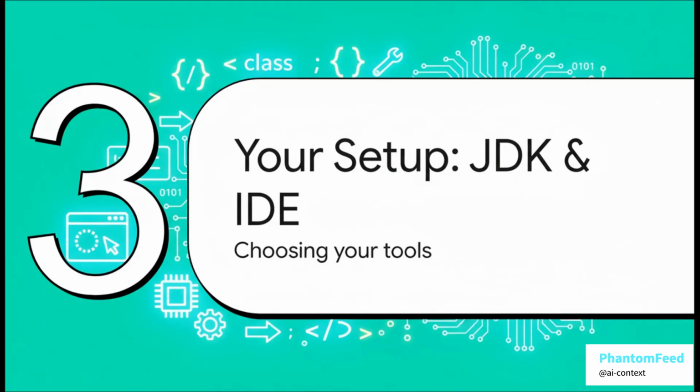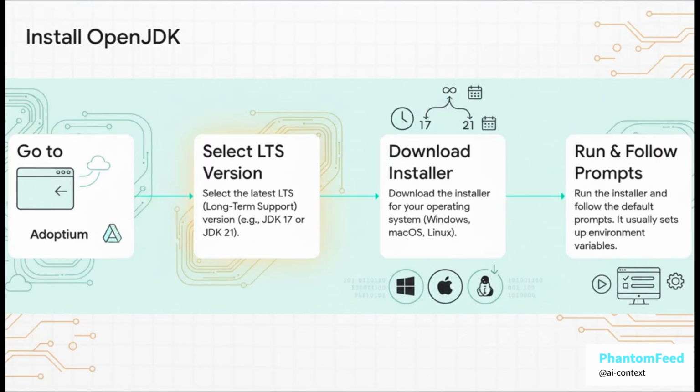Okay, that's enough theory. Let's get practical. It's time to actually get your computer ready to code. We're going to choose and install our tools. So installing the JDK is actually really straightforward these days. We recommend using a great open source version from a distributor called Adoptium. All you do is go to their site, pick the latest LTS, that stands for long-term support version, so something like 17 or 21, then just download the installer for your operating system and run it. Seriously, the default options are perfect.